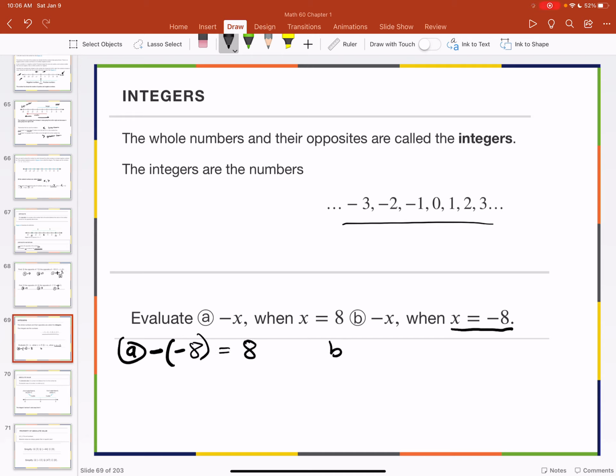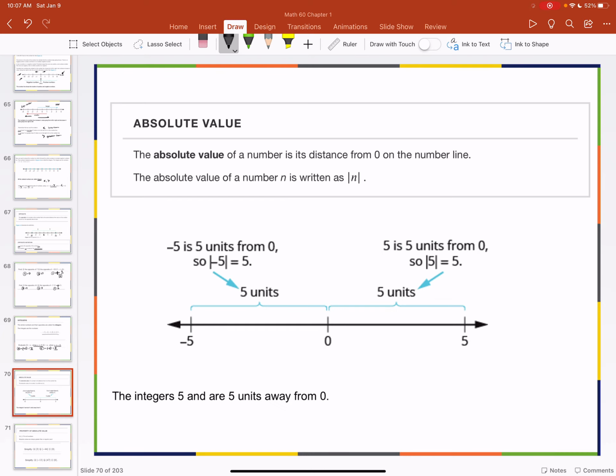And when x is +8, sorry, this was b. I looked at the wrong thing. So the opposite of x when x is +8 would be -8, and then b is the one that I was trying to do. When x is -8, that would be the negative of a negative, which is positive. So more of the same thing that we've just been doing.